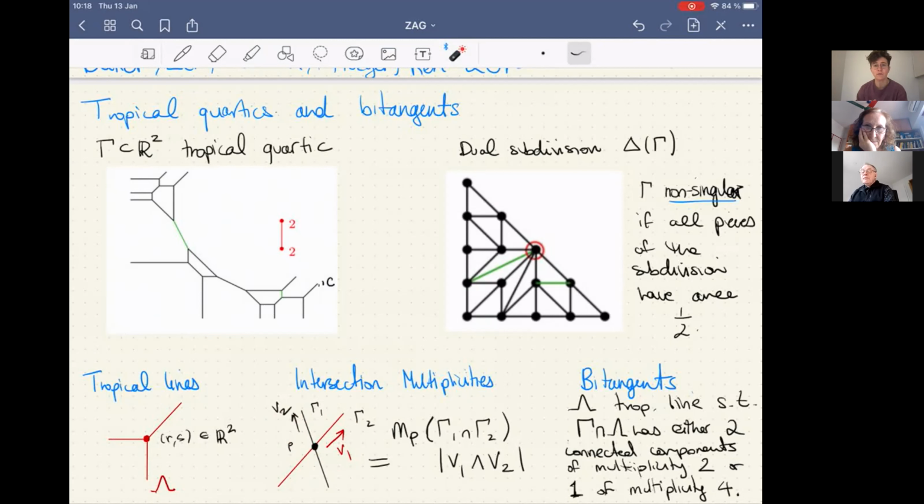Just like we defined bitangents via intersection points and multiplicities, we can say that a tropical line, this lambda thing, will be bitangent if, when we intersect the curve gamma with the line, we have either 2 connected components and the intersection multiplicities in each connected component total to 2, or we have 1 connected component and the total intersection multiplicity is 4. I'm just going to describe this with a picture. So I'll draw a line here.